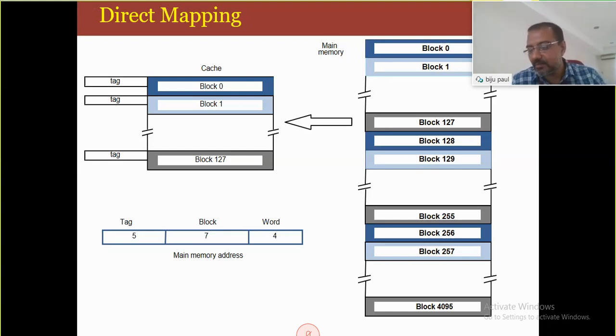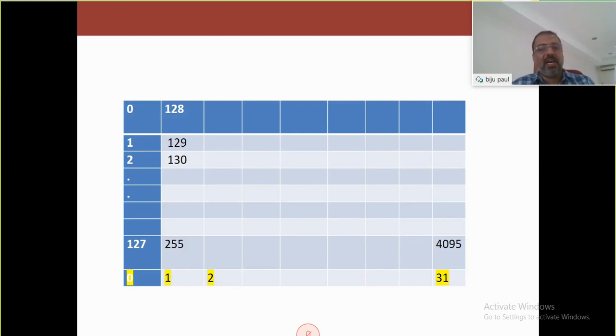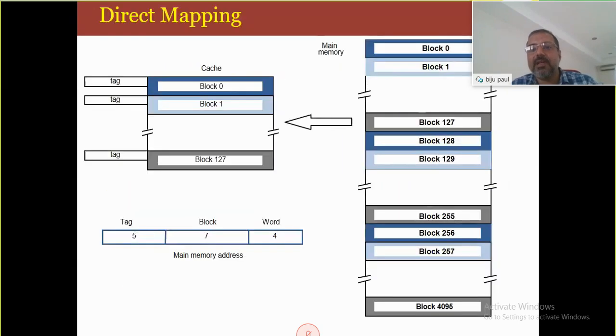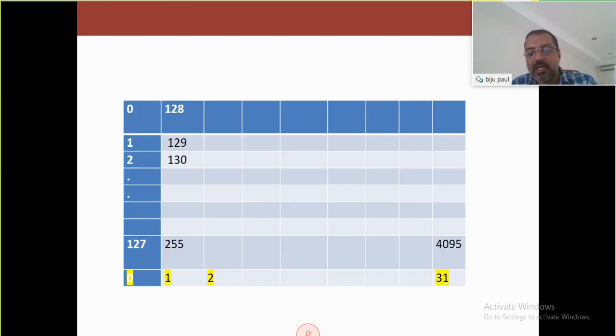Then 5 bits for tag. What do you mean by tag? Tag means, in the cache memory you can see a heading called tag. I will try to explain the tag with this diagram. I am just addressing 0 to 127 as the first group in the main memory, then 128 to 255, then the next, and then in the last, 4095. How many groups are there in this? 0 to 31. If I divide my main memory, up to 0 to 127, then 128 to the next 255, and so on, I can have 32 different groups, that is 0 to 31.